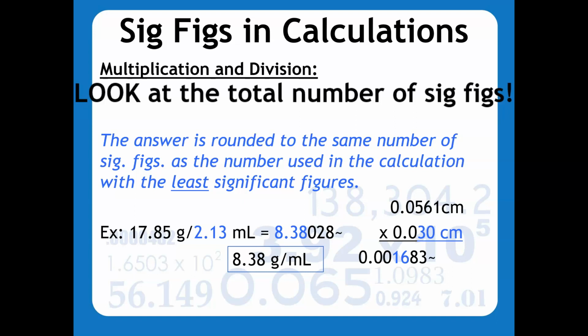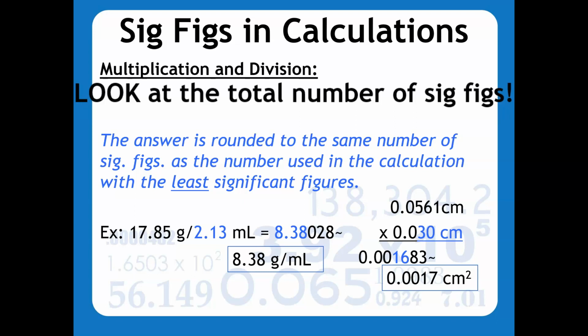So because there's 2 sig figs in the bottom number and 3 sig figs in the top, that means, right, 2 is the lesser of the 2 numbers, so therefore your answer needs to have 2 sig figs. And so therefore, when you round appropriately, you should end up with 0.0017 centimeters squared. And the reason why the centimeters are squared is because you multiplied centimeters times centimeters.